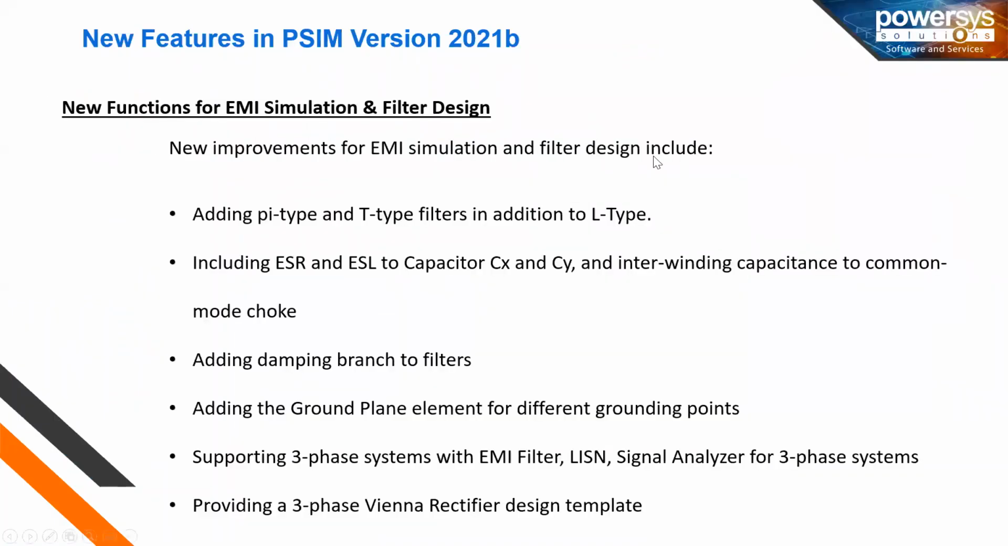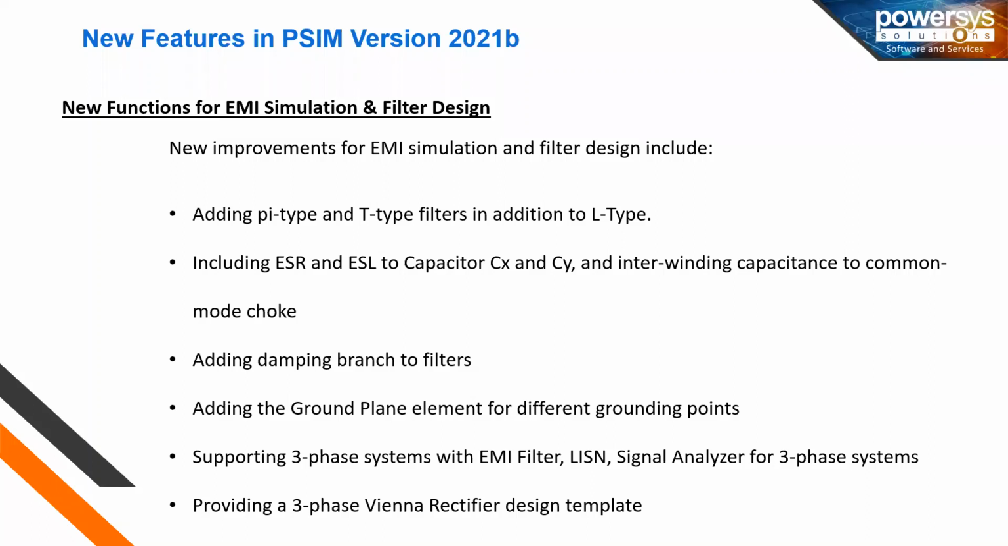Perfect. So here we have also the new function for the EMI and filter design. So we have added new P-type and T-type filters. Okay, in addition to the L-type filters, we have included the new ESR and ESL, so you know, equivalent series resistance and inductance to capacitor CX and CY, and the interwinding capacitance to common mode choke. These are the new parameters that have been added into the filters in order to have something very accurate. We have also added the damping branch to filters with new parameters as well.